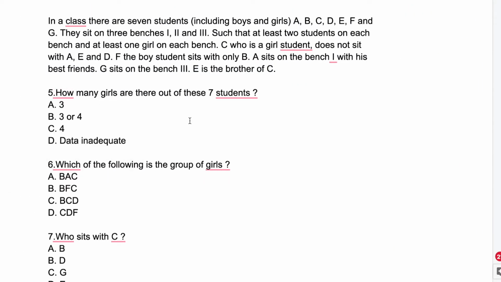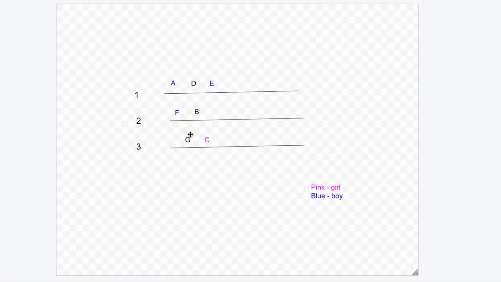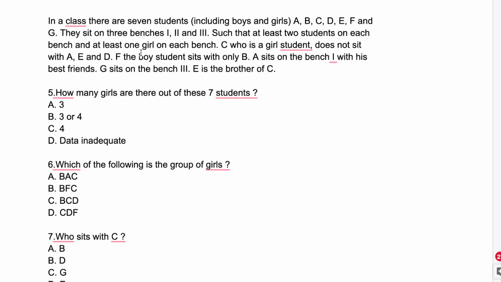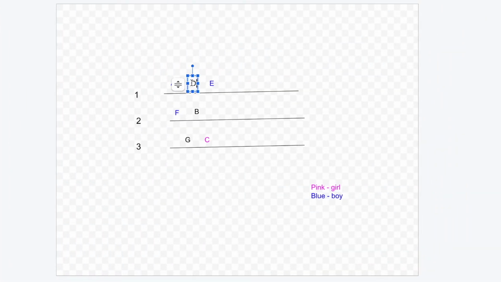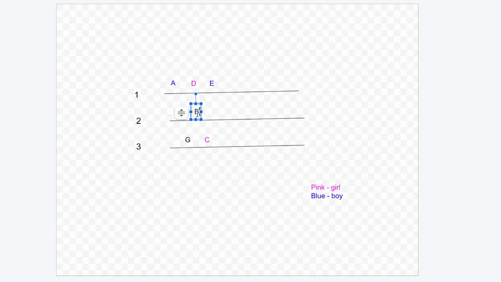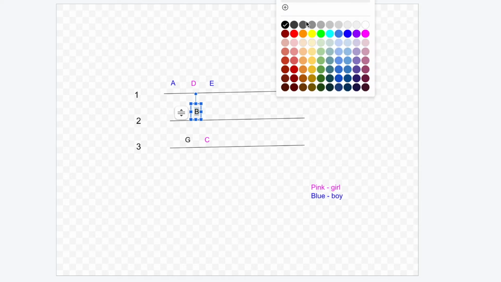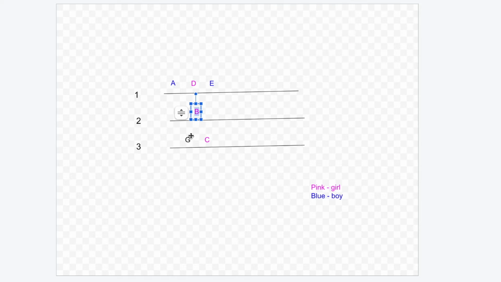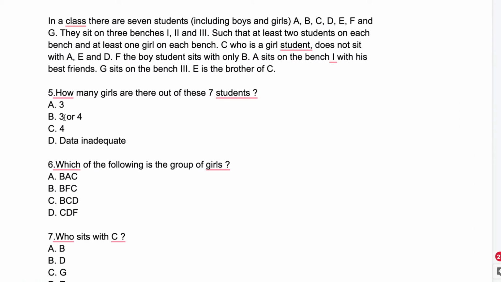Okay, let's move on to question 5. How many girls are there out of these 7 students? So right now, we only have 1 girl here. But as it said here, at least 1 girl must be on each bench. So that's why we know that D is also a girl. And B is also a girl. Now, it doesn't say that G is a girl, so we don't know if it's a boy or a girl. So it could be a girl. So that's why the answer would be 3 or 4 because of the unknown factor of G.